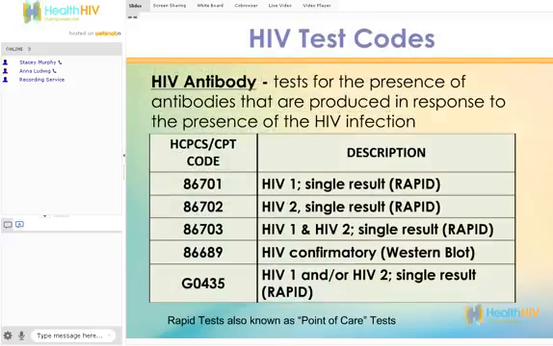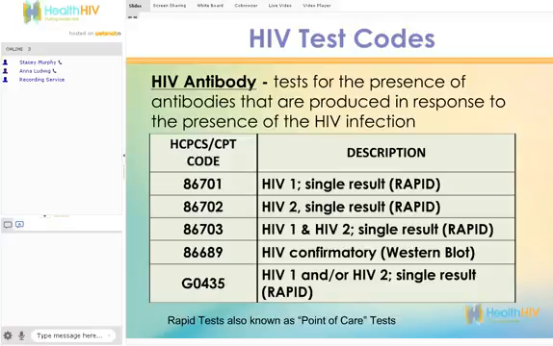The first type of codes we'll look at are the HIV antibody test codes. These codes describe tests that look for the presence of the antibodies that are produced in response to the presence of the HIV infection. If you'll notice, the first three codes on this slide are for the rapid HIV test. G0435 is also a rapid HIV test code. Your 86689 is a confirmatory test code.